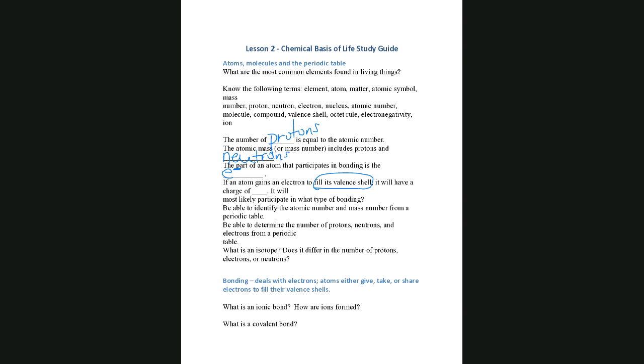If an atom gains an electron or takes an electron, remember electrons are negatively charged. So if it takes an electron, it's taking a negative. It's like it's taking on a debt, okay? So it will have a charge of minus, right? Minus one if it takes one electron. This charge is actually called an ion, okay? When an atom has more or less electrons than protons, in other words, when the pluses and the minuses aren't even, that creates either a positive charge or a negative charge, and that is an ion, okay, a charged particle.